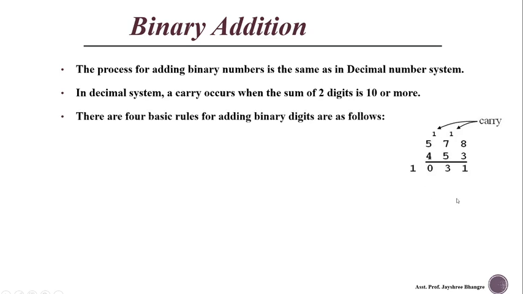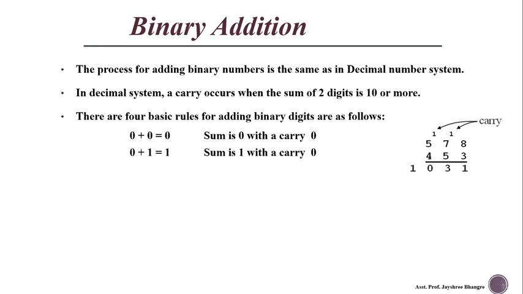To perform binary addition, there are 4 basic rules of addition that are used. If we add 0 plus 0, the answer is 0. That means the sum is 0 and as no carry is generated, the carry is 0. 0 plus 1 is 1, so the sum is 1, carry is 0. 1 plus 0, again the sum is 1, carry is 0.